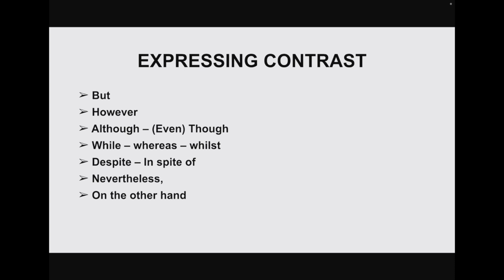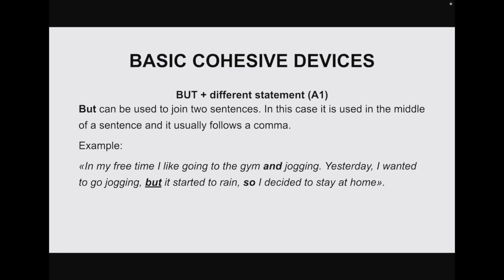Here we are, ready to look at cohesive devices expressing contrast. Today we are going to look at but, however, although or even though, while, whereas, whilst, despite or in spite of, nevertheless, and on the other hand. We are going to start with basic cohesive devices, but plus a different statement. We are speaking about an A1 level.